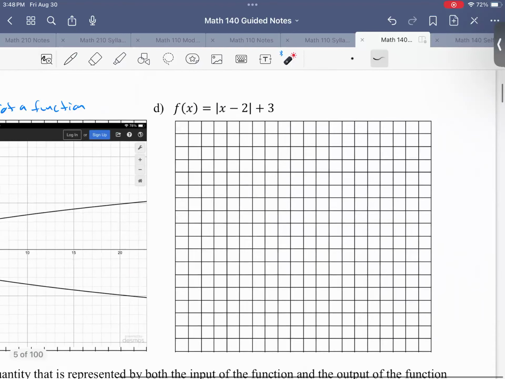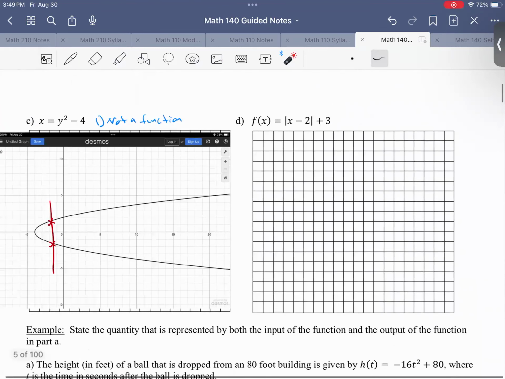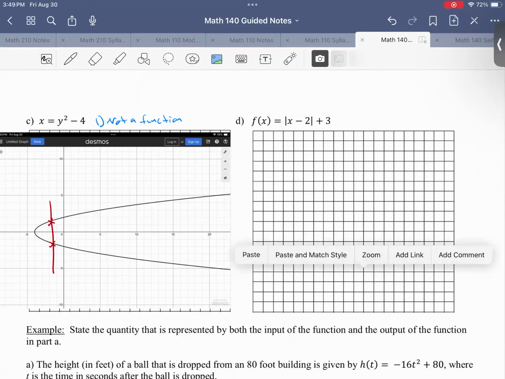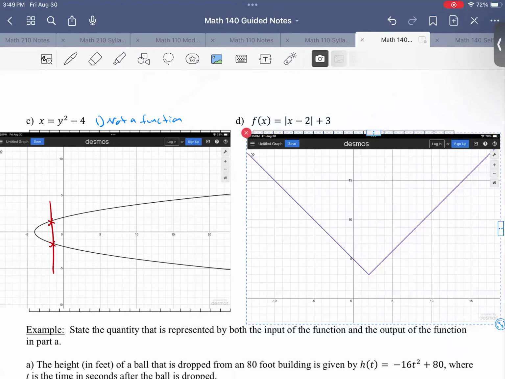And lastly, let's look at this absolute value function here. So once again, you can try and enter this in on Desmos, and what you should get is something like this.